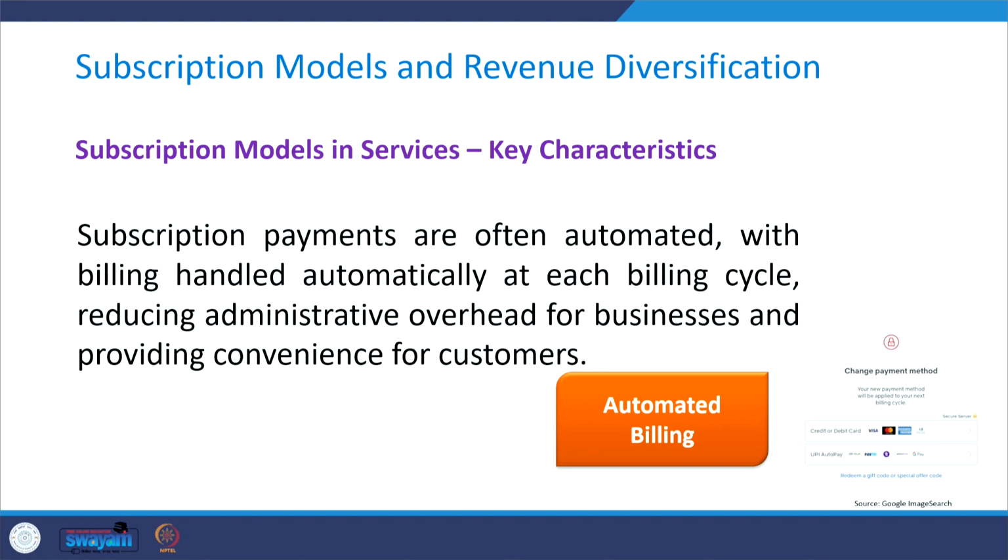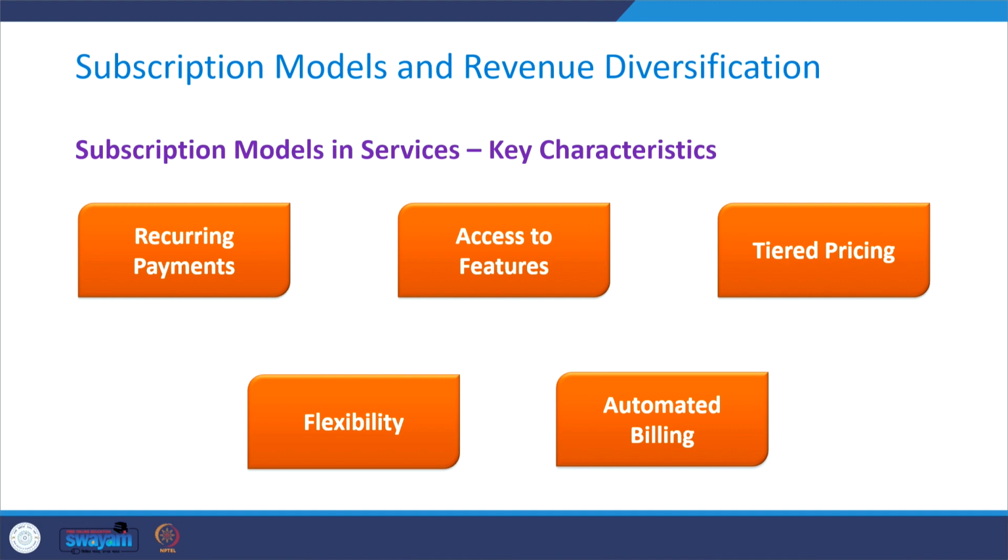And another characteristic is automated billing. Subscription payments are often automated, with billing handled automatically at each billing cycle, reducing administrative overhead for businesses and providing convenience for customers. For example, as shown in this image, this is how you can pay for your Netflix subscription. You enter some financial details of your UPI or credit card or debit card, and each month you get automated billing directly from your account. So these are the five key characteristics that we looked at.